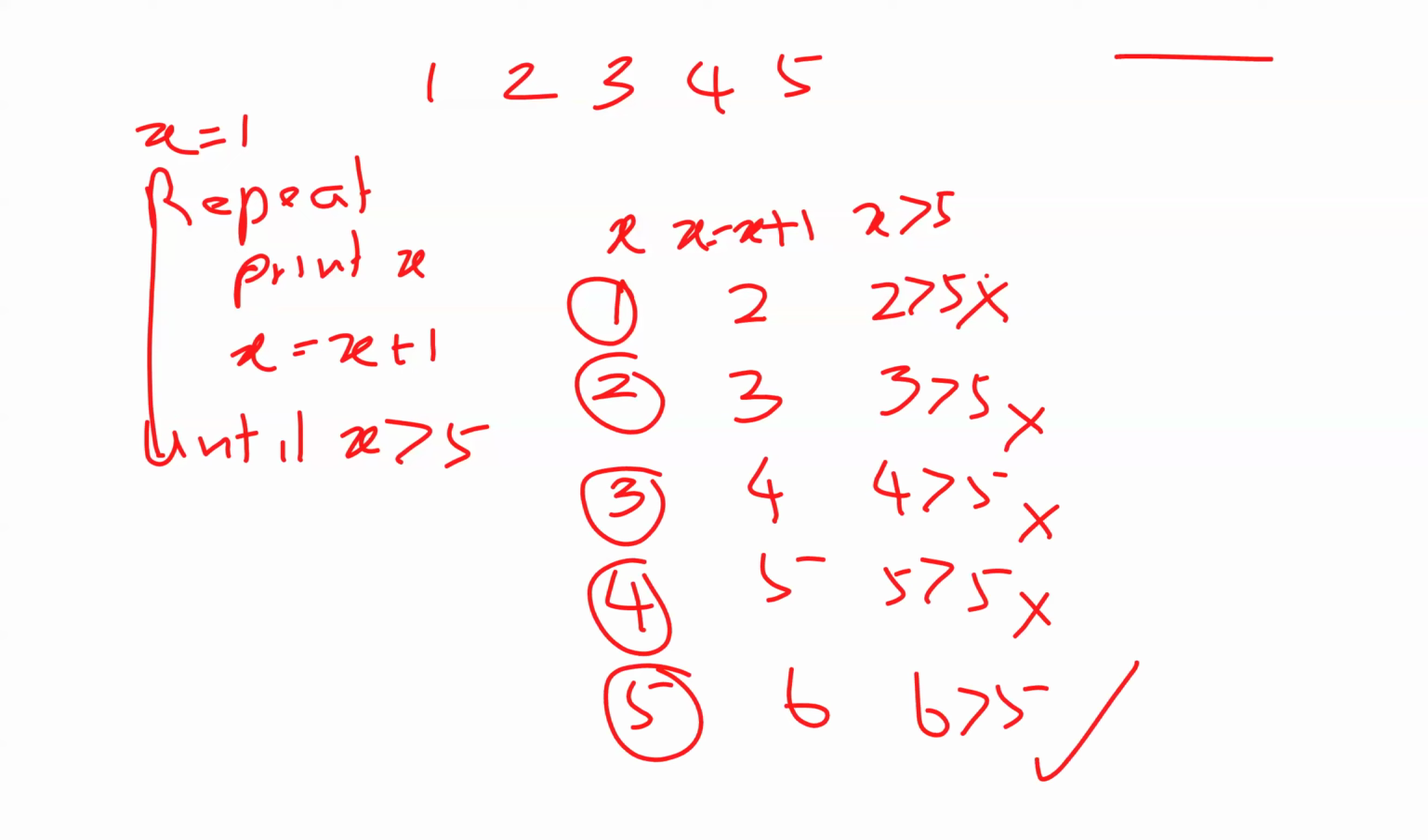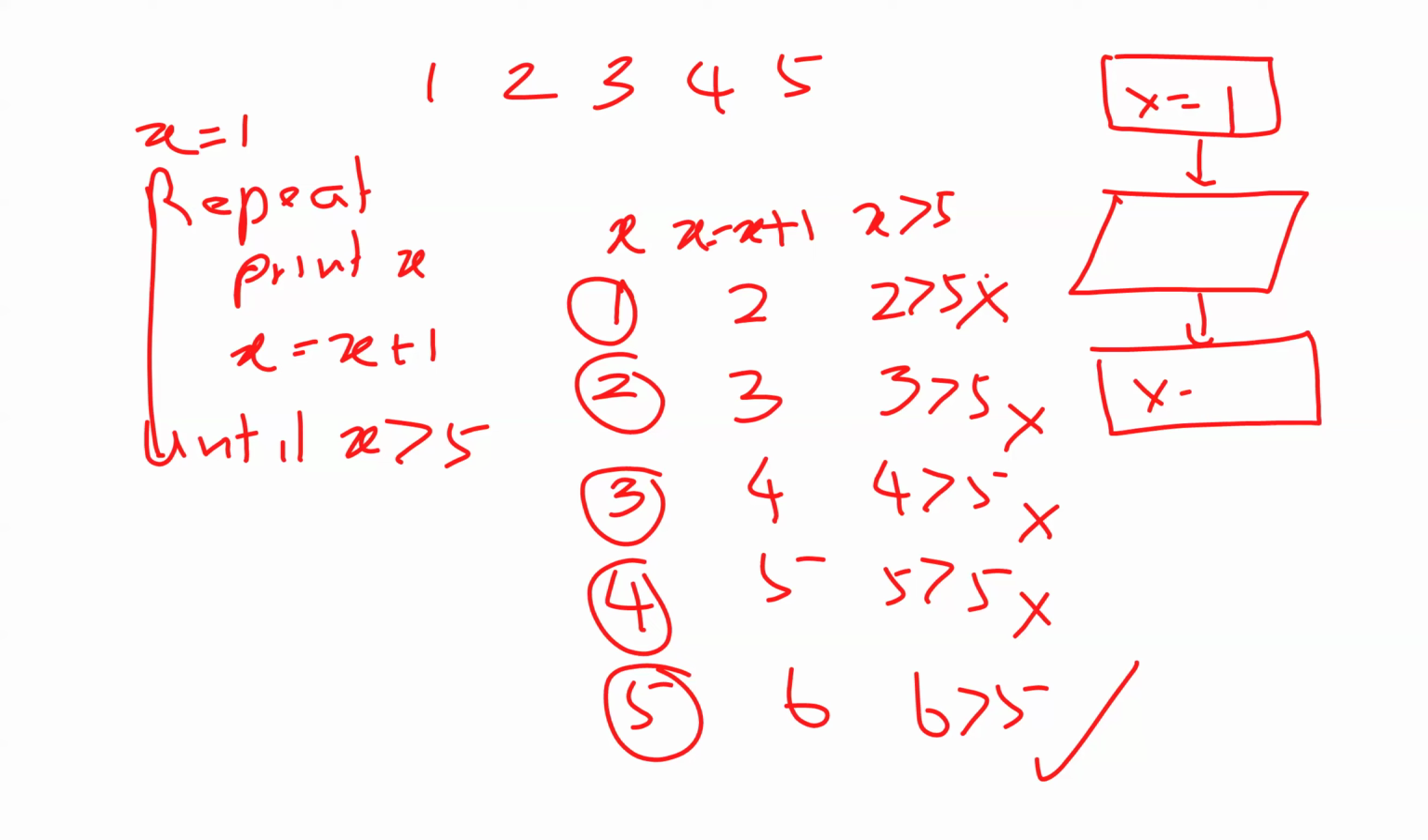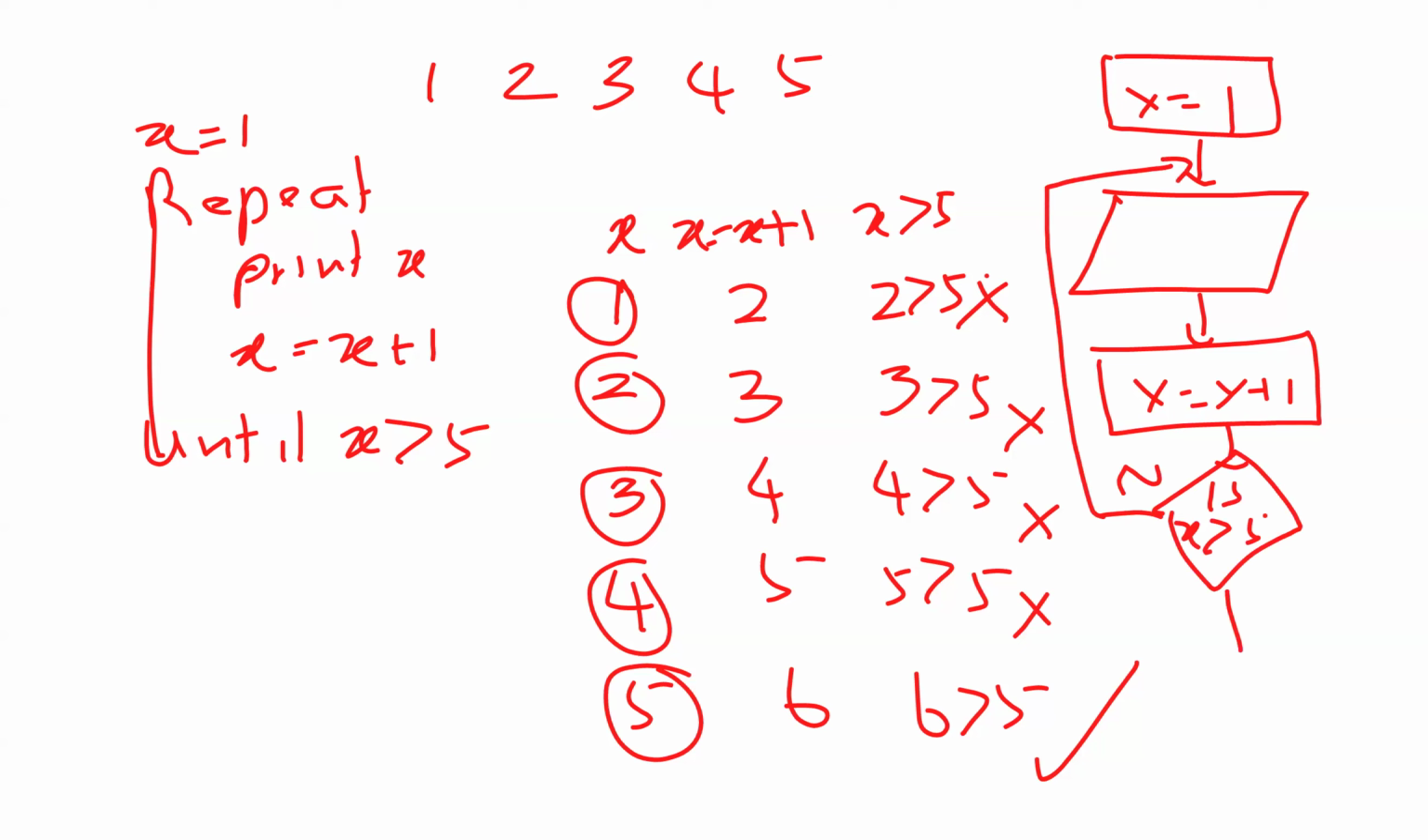So how to draw this? x equals 1 and repeat, we are not going to write that. Print x and x equals x plus 1. Now you're going to ask your question: is x greater than 5? If it is no, you go up here, and if it is yes, you are going to stop. This is what repeat until is; you can note it down. You can have a simple note, that means you can mention.